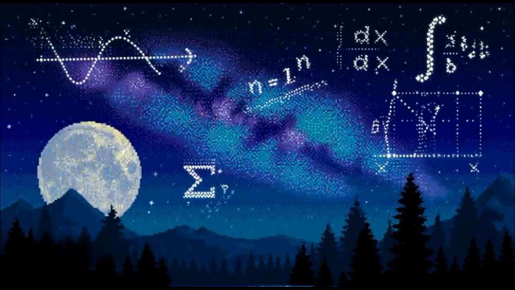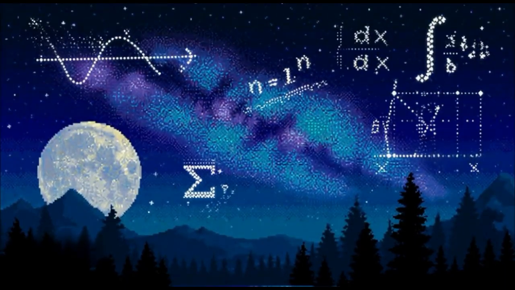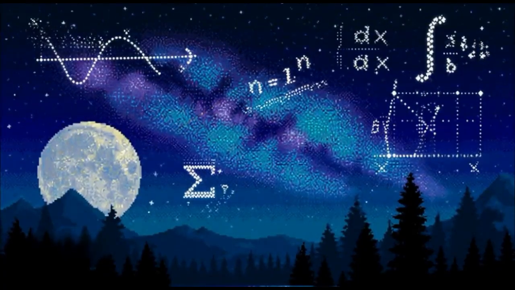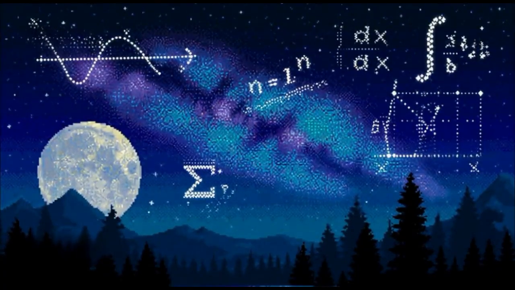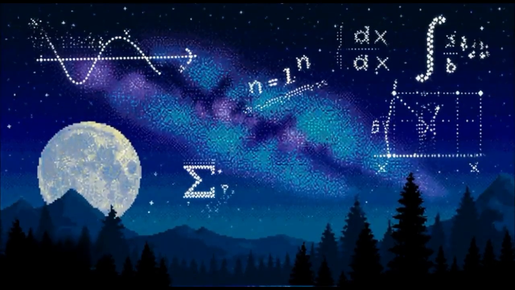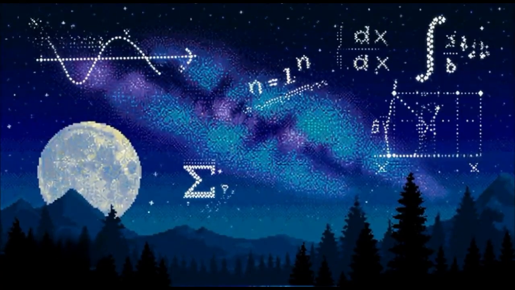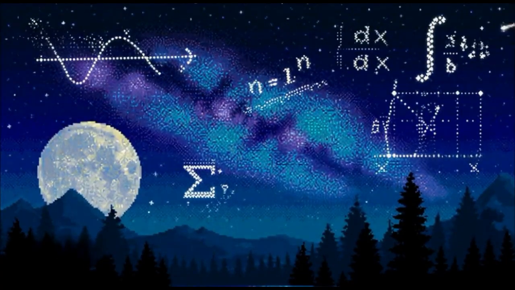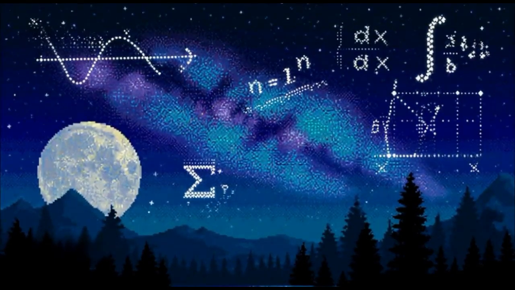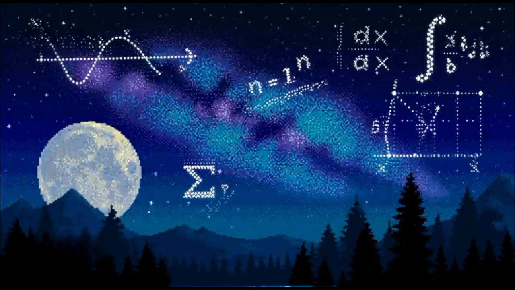Let me emphasize something important about limits. When we write the limit as x approaches a of f of x equals L, we're making a very precise mathematical statement. For any positive epsilon, no matter how small, there exists a positive delta, such that if x is within delta of a but not equal to a, then f of x is within epsilon of L. This is the formal epsilon delta definition of a limit. You might not use this definition for calculations, but it's the rigorous foundation that makes calculus work.